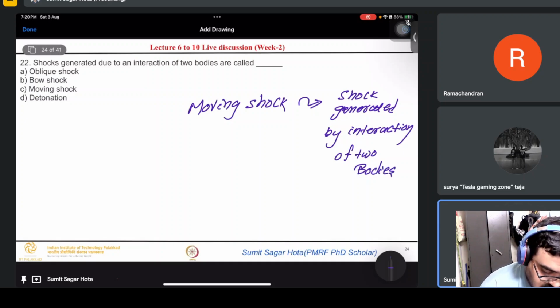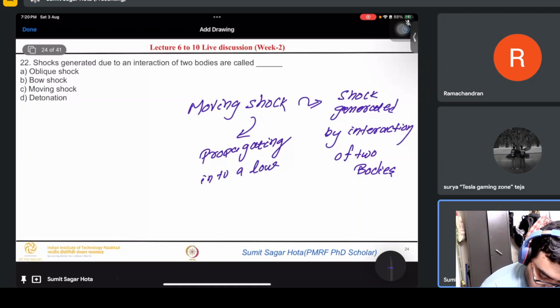So obviously a moving shock will be propagating into a low pressure region. So this moving shock propagates into a low pressure region. If it propagates into a high pressure region, then what will happen?